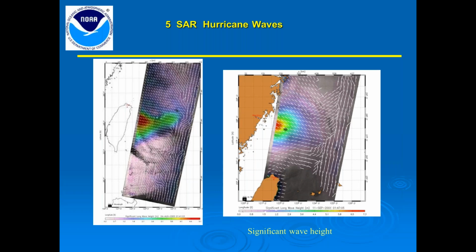And this is a potential wave product that is being researched and developed both in Europe and here at NOAA. Basically, this is the hurricane system, and the color bar represents the significant wave height. Those white segments are the wave directions, and the lengths of these segments are the wavelengths of the waves. So those are products that can potentially be done automatically.